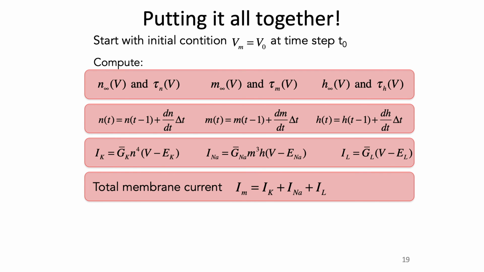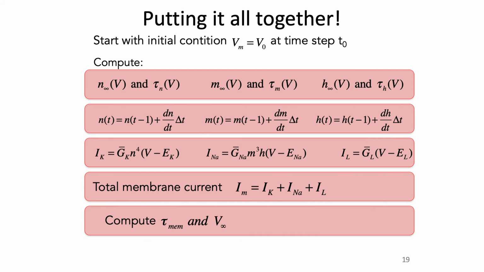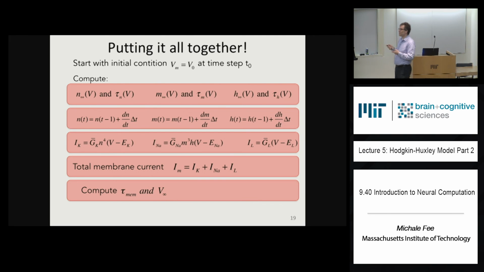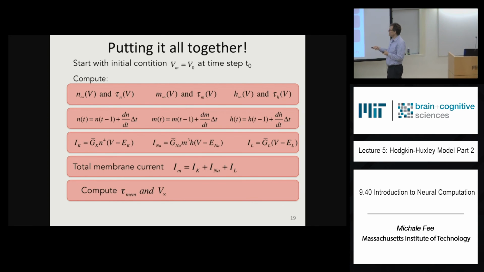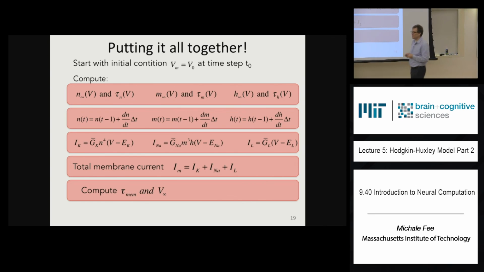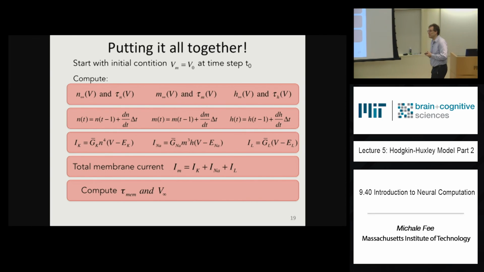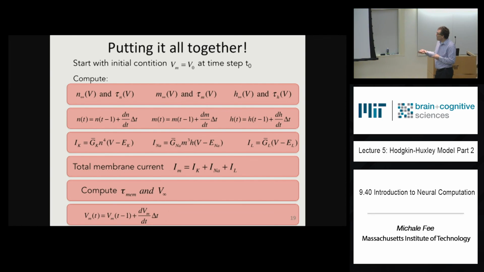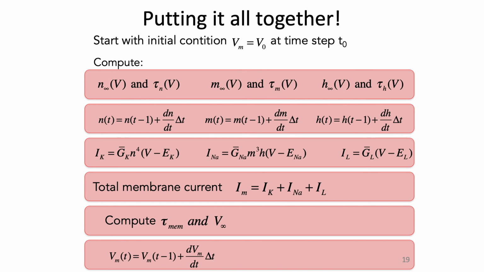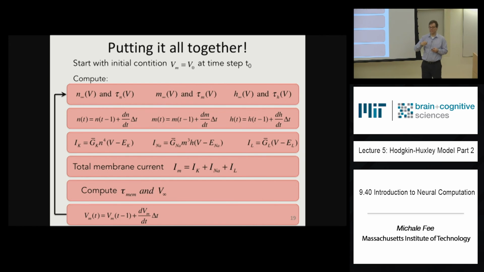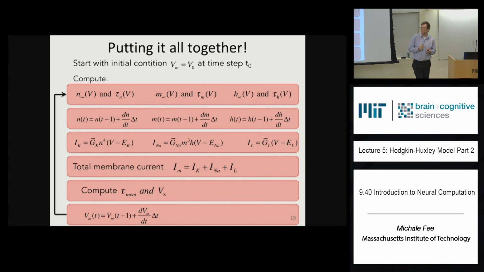That membrane current is going to give us a V infinity for our cell, right? Remember, the V infinity is just the current times the effective resistance. We can use that to also calculate the membrane time constant. And then we integrate the voltage one time step, go back and recompute those n, m, and h infinities. Okay? And then we just keep cycling through this.